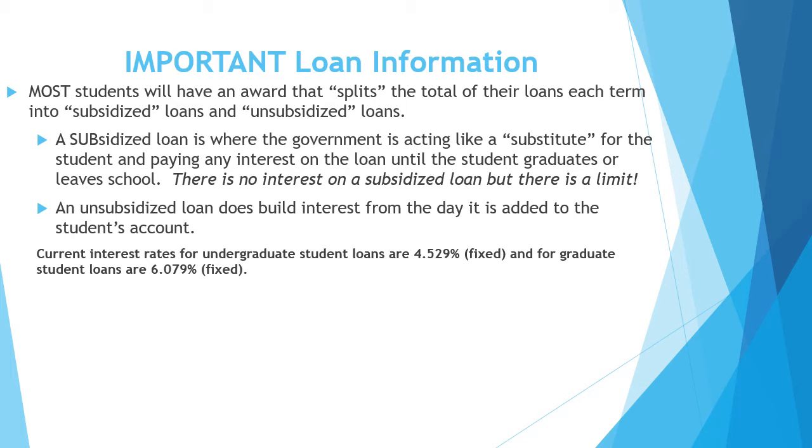Now, the current interest rate for undergraduate student loans is 4.529%. Usually in late April, early May, we'll have the new interest rate that'll start July 1st for the next school year. So we'll get those announced as soon as we have more information. If you're a graduate student, those loan interest rates are 6.079% currently.